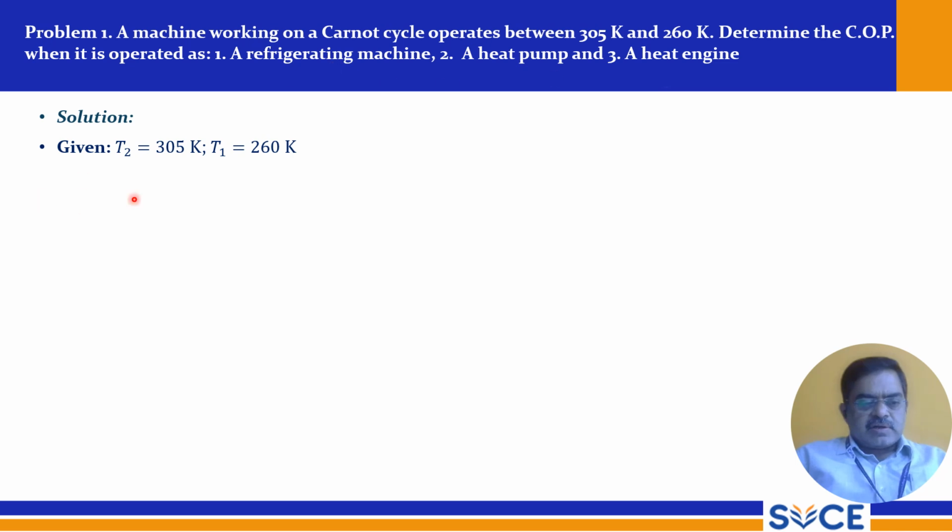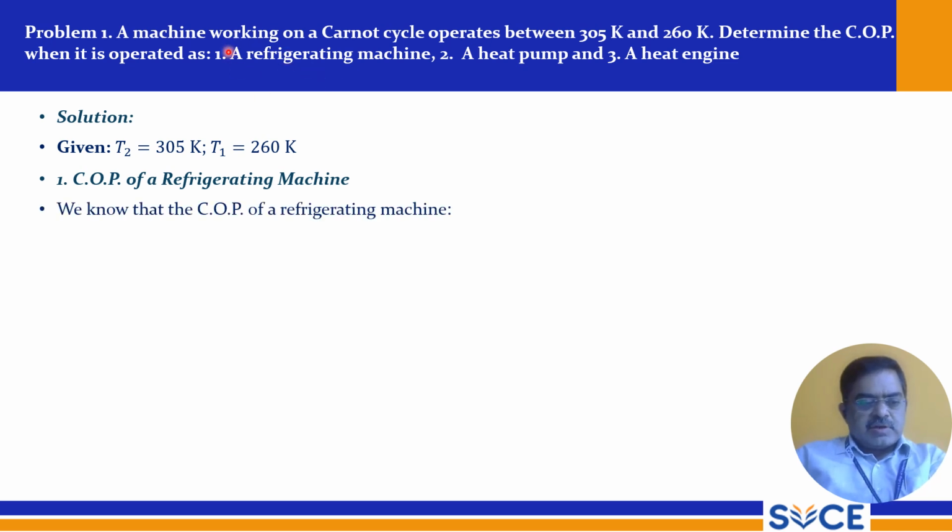So given temperatures are, higher temperature is T2, 305 Kelvin, and lower temperature is T1, 260 Kelvin. First is the refrigerating machine. When this machine is operated as a refrigerating machine, then we know that the COP of a refrigerating machine is T1 by T2 minus T1, so 260 divided by 305 minus 260, it is 5.78. So that is the COP of the refrigerating machine. Very simple question and answer.